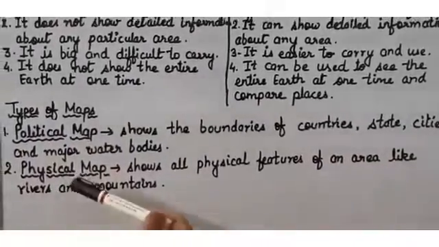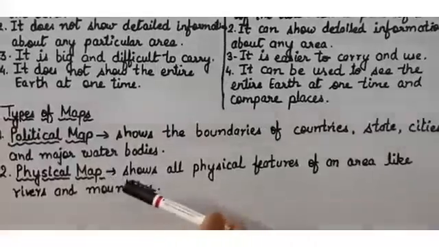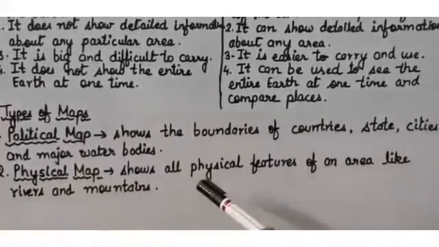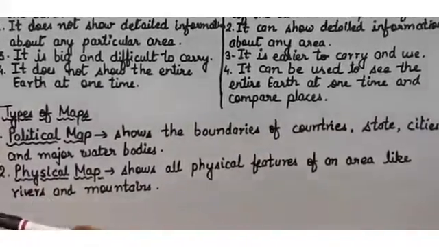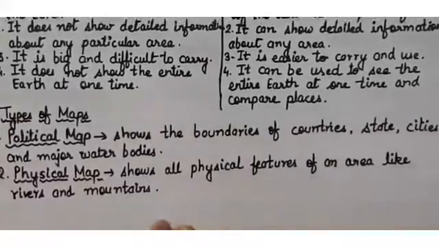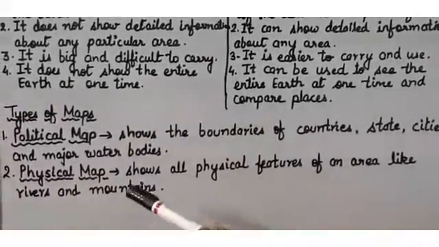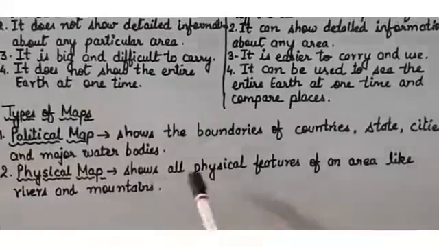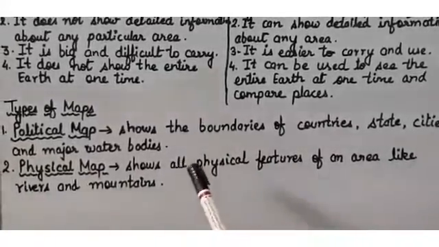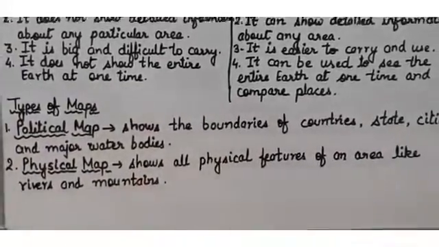Then number two is the physical map. This physical map shows all the physical features of an area. It can show the rivers, the mountains, the plateaus, and many other features are also shown in a physical map. So these were the types of maps.